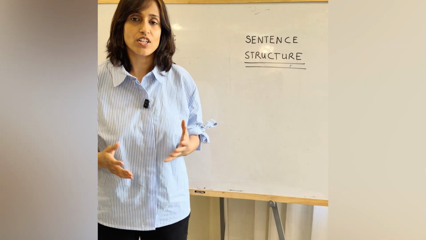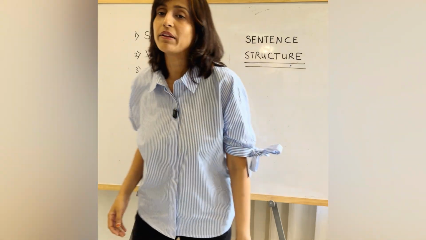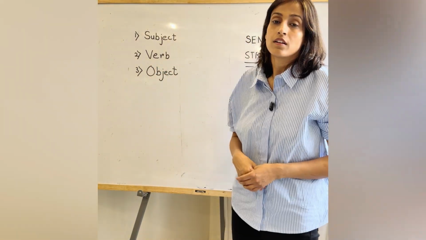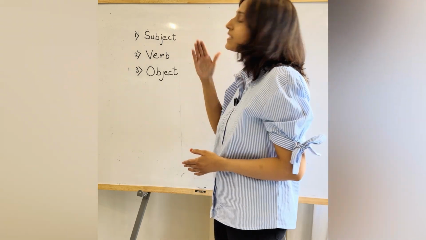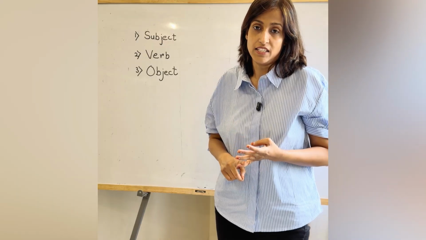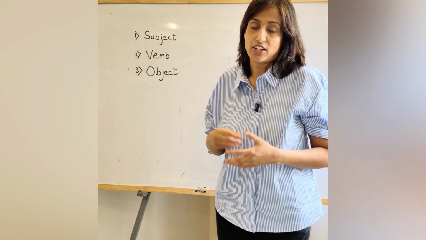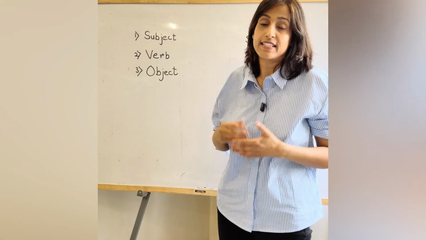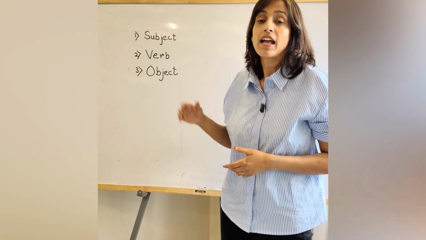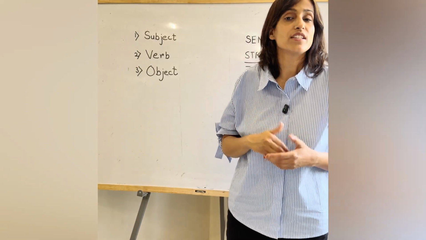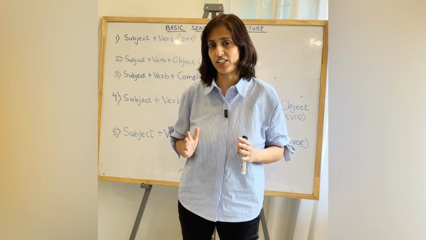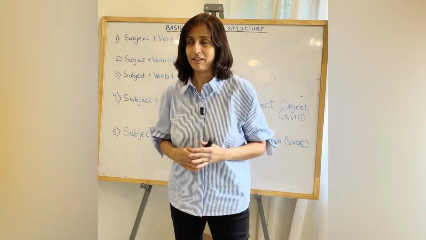In English language, a sentence structure has three main parts, namely subject, verb and object. Now, subject in a sentence tells us about the person, place, thing or an idea who performs the action. Verb in the sentence tells us about what action is being performed by the subject, and the object tells us who is the receiver of the action. So there are five basic sentence structures in English language. Let's discuss them in detail.